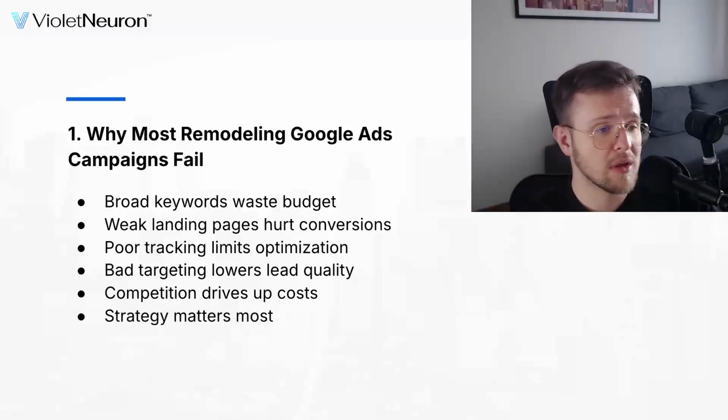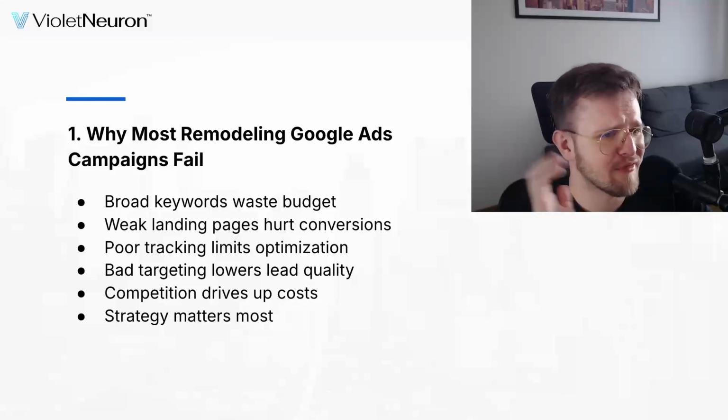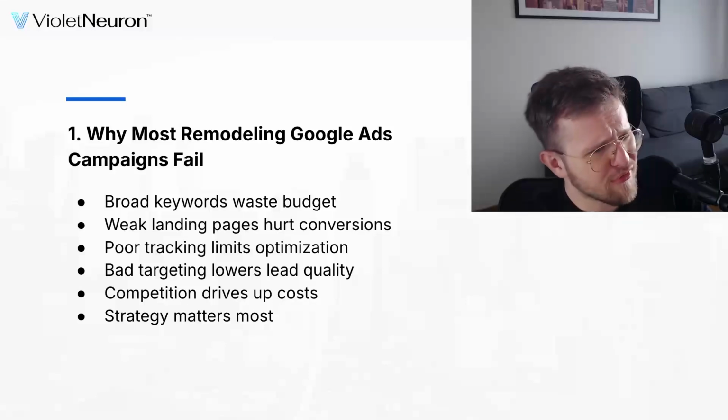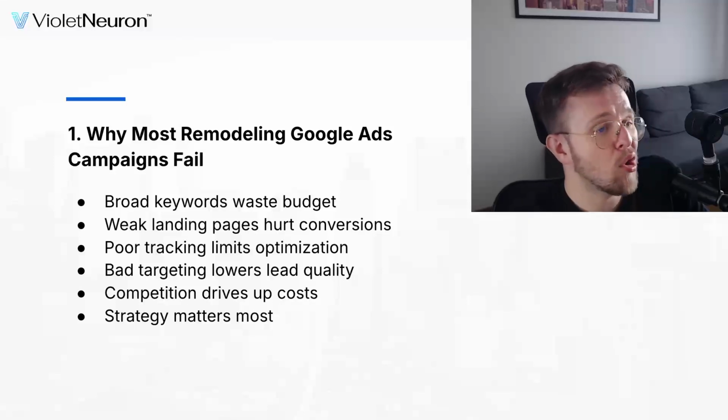A lot of remodeling companies bid on very general terms like home renovation or contractor services. And the problem is that these searches are often low intent. Some people are just browsing ideas, others are looking for jobs, DIY information, or cheap pricing. None of that helps generate qualified remodeling consultations. High-performing campaigns focus on high-intent searches instead. Terms like kitchen remodeling contractor near me or bathroom remodeling company typically attract homeowners who are much closer to hiring.